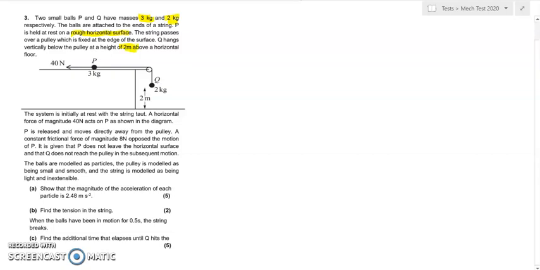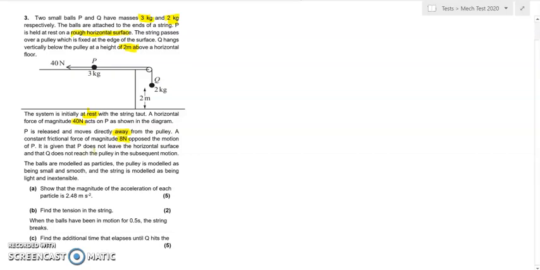And there's a nice little diagram. We've done that for us. So the system is initially at rest with the string taut. A horizontal force of magnitude 40 newtons acts on P as shown in the diagram. P is released and moves directly away from the pulley. A constant frictional force of magnitude 8 newtons opposes the motion of P.